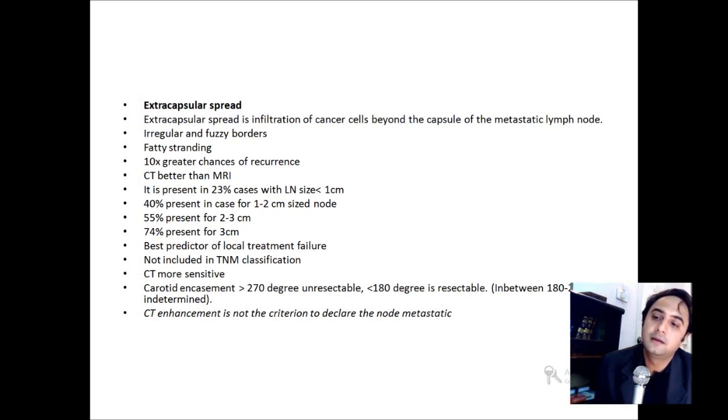If the circumferential encasement of the carotid is more than 270 degrees, then it is considered unresectable. If it is less than 180, then it is resectable. If it ranges between 180 and 270, then it is the choice and the expertise or skills of the surgeon who can deal with it.